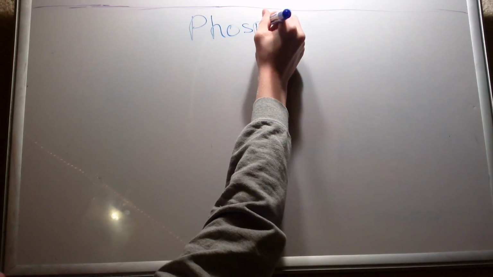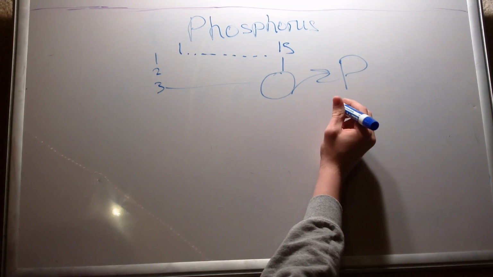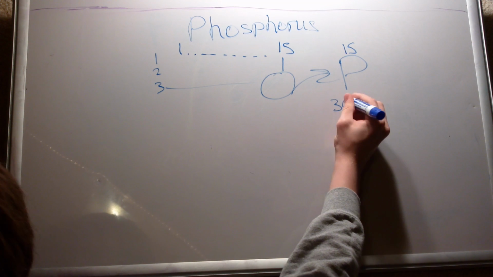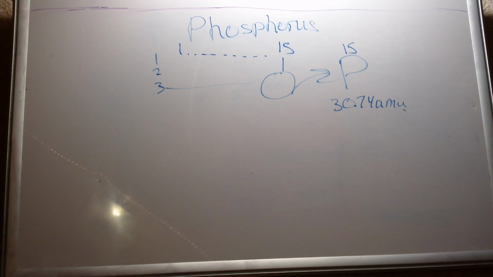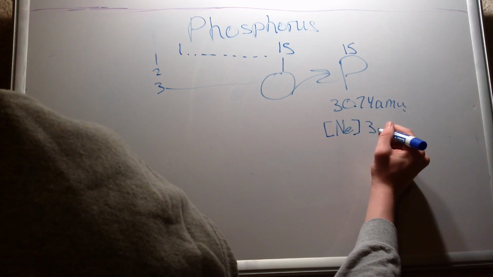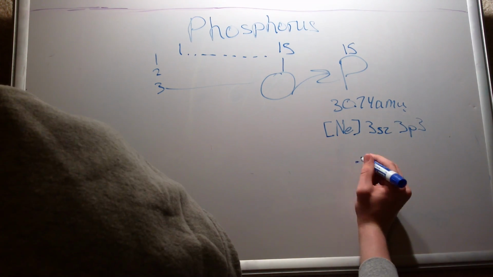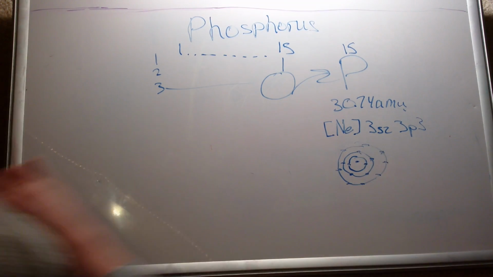We can find phosphorus in period 3, group 15 on the periodic table, in the P block with symbol P. Its atomic number is 15 and it has an atomic weight of 30.74 atomic mass units. It is categorized as a polyatomic nonmetal, or metalloid. Its electron configuration is neon 3s2, 3p3, and 2, 8, and 5 electrons per shell, respectively.